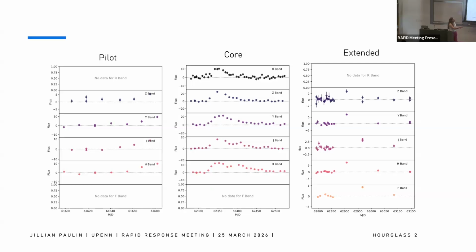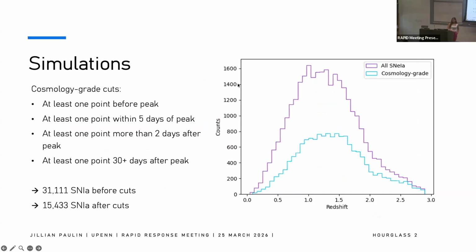Beautiful. And the extended, I've on purpose randomly selected a light curve that has some data from the core where it's more concentrated, and then there's some follow-up data from the extended component there. So when we care about doing the cosmological analysis, we want to throw away garbage light curves that are not as high quality as we would like in order to perform cosmology.